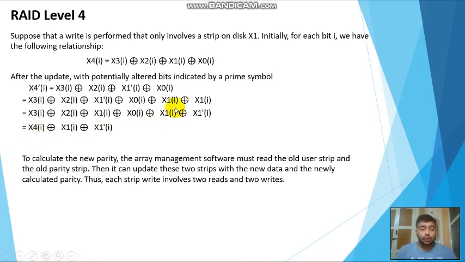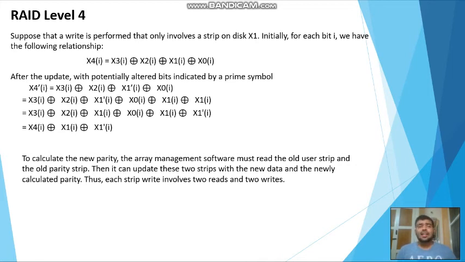And the second thing that you do is that you have an X1 old here, and you put an X1 new here, and there's an X1 over here. That means that when you have to calculate the new parity, the software management has to do 2 reads and then 2 writes to ensure that you have the correct parity. That means that RAID level 4 can suffer from a great amount of write penalty, which might not be ideal.